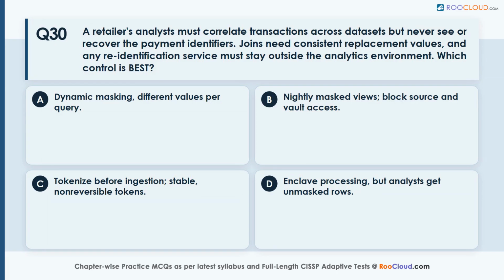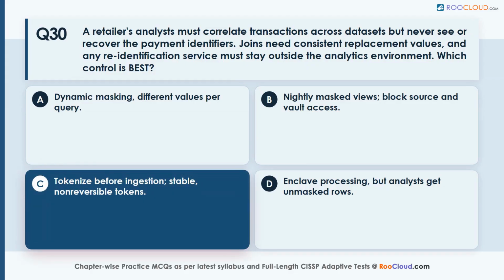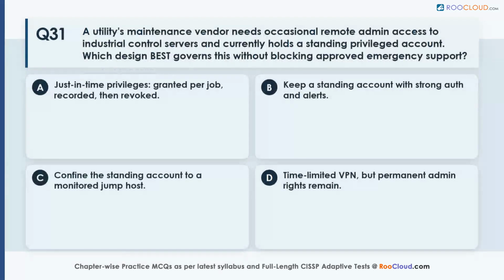Option B publishes nightly masked views and walls off the sources. That still may not give stable keys, and it boxes in the analytics. Option D processes in a secure enclave, but then hands analysts unmasked rows. That breaks the first rule outright. Option C tokenizes identifiers before ingestion using a separately controlled vault and stable, non-reversible tokens. Consistent for joins, irreversible for safety, and the vault stays out of reach. That is the pattern. Question 31.